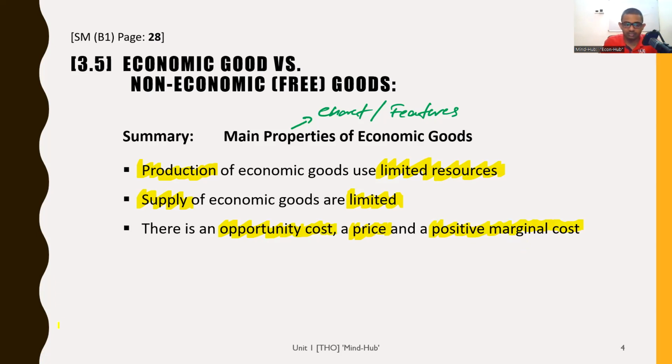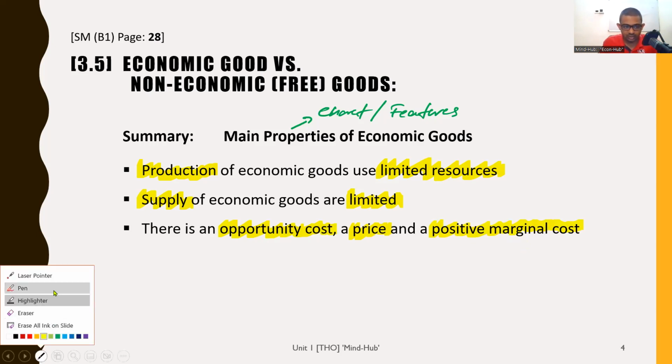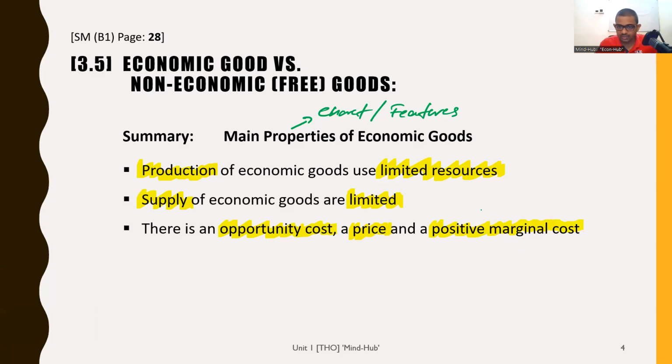What does the term marginal cost mean? Good to be clear on small things. Marginal cost means the cost of producing one extra or one more unit. If you want to produce one more unit, one extra unit of an economic good, then that extra unit has a cost. That cost is called the marginal cost.